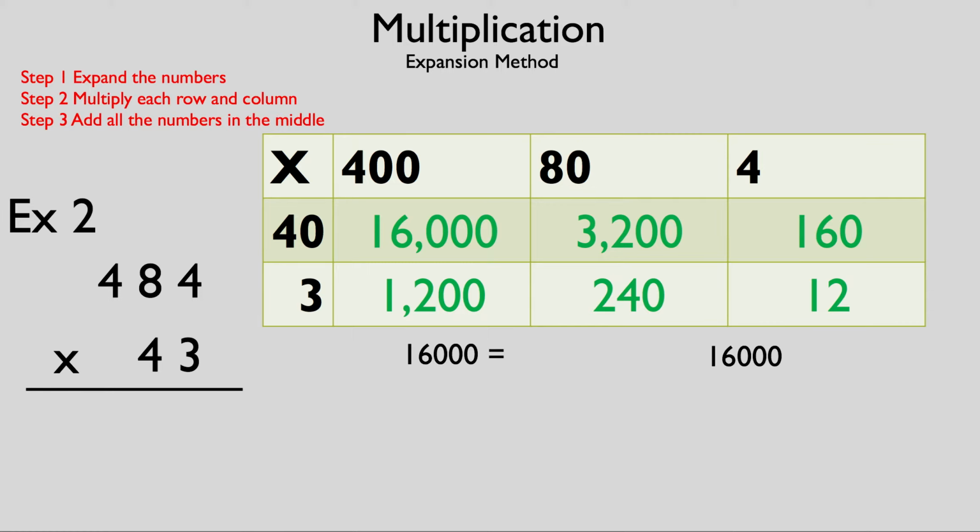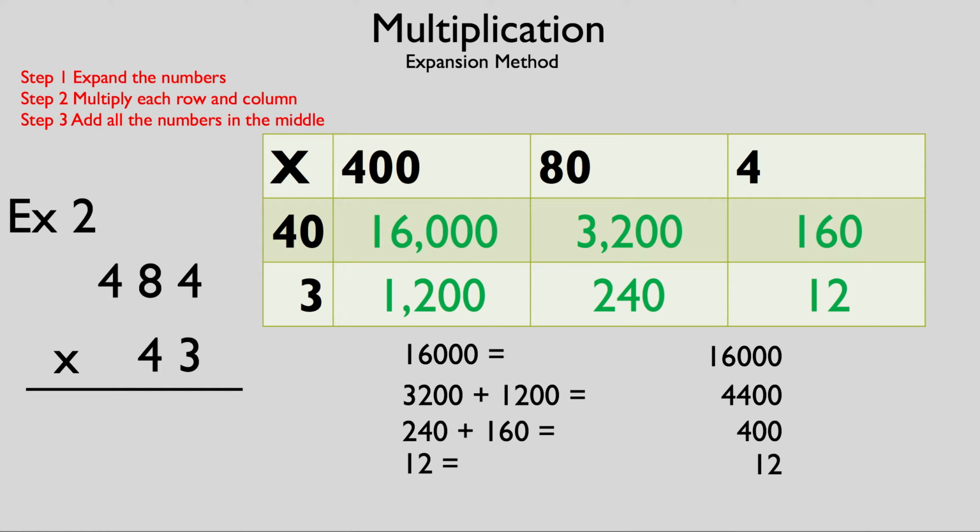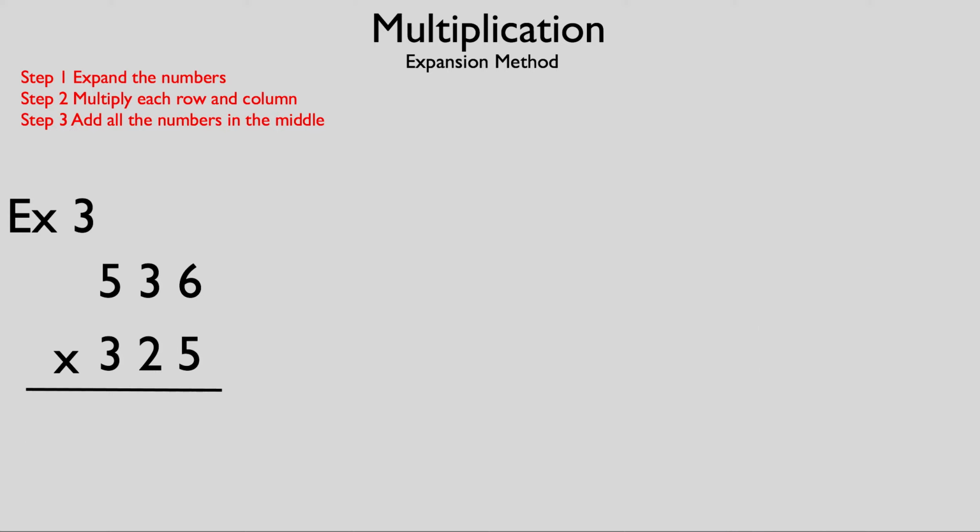So there's only one 5-digit number, so it equals itself. And then now we're going to add 3,200 plus 1,200, which is 4,400. And now we're going to add 240 and 160, which is 400. And 12 is equal to 12. And then we add all those numbers up, and we get 20,812. And move it over, and your final answer is 20,812.